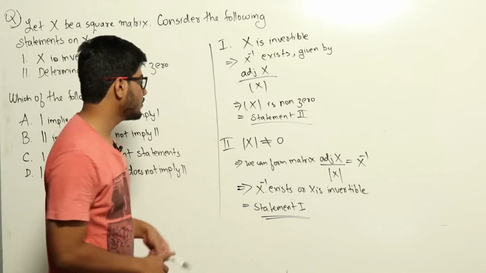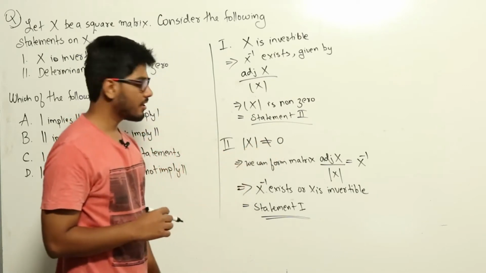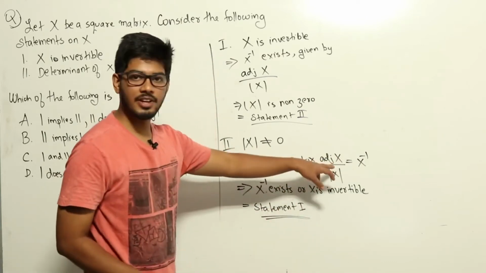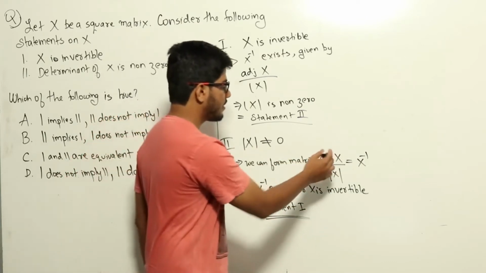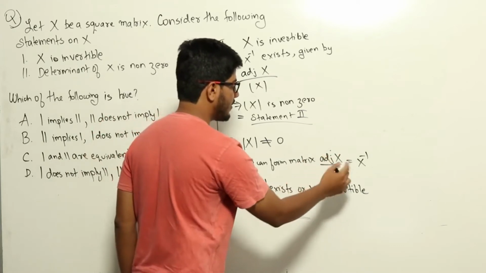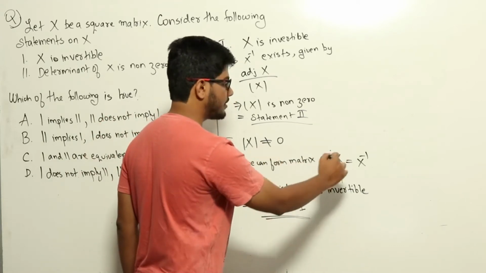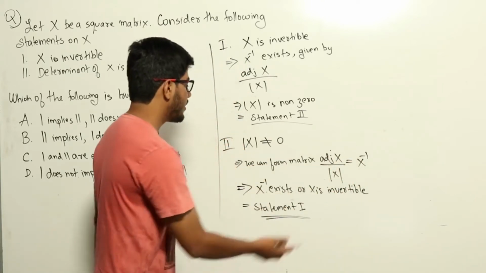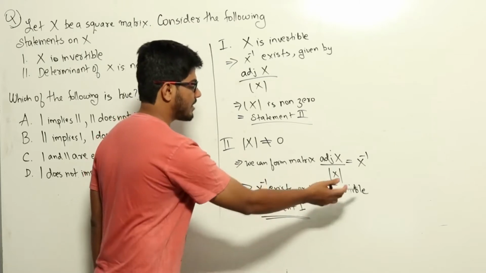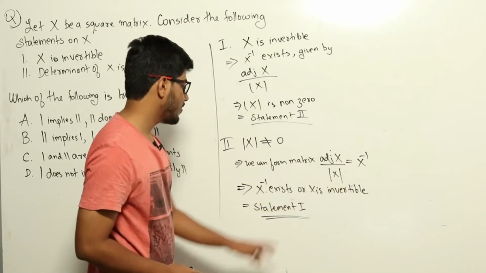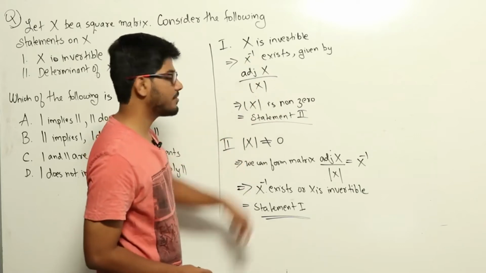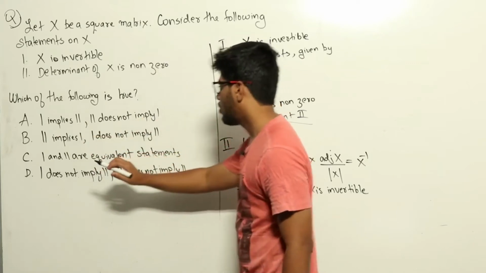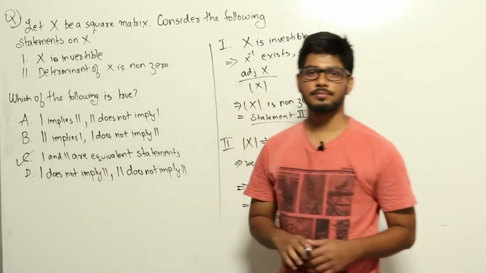Now if you look at statement 2, it says that determinant of X is non-zero, which means we can form the matrix adjoint of X by determinant of X. Adjoint of X matrix exists for every matrix. We can be sure that this matrix exists, divided by this determinant value which is non-zero, which will give us the inverse of the matrix, X inverse. This is the formula for inverse of the matrix. Now we see that X inverse exists, or we can write X is invertible, which is nothing but statement 1. So we see that from each of these statements we can conclude the other statement, which means both of these are equivalent statements. That is option C.